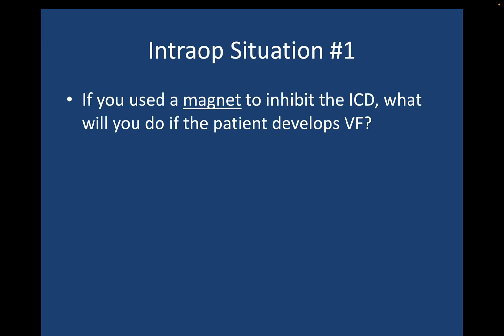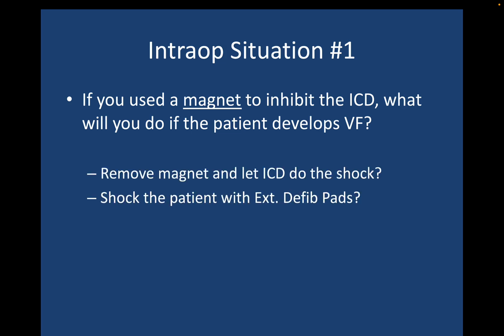Now, in the intraoperative situation, there are two scenarios that I think you should at least think about ahead of time. Assume you have a patient, you've used a magnet to inhibit the ICD, and you have R2 pads on to emergently defibrillate the patient if necessary. What will you do if the patient develops VF? Okay, so you have the magnet on, and the patient develops VF. You have two choices. You can remove the magnet and let the ICD do the shock, or you can just shock the patient with the external defibrillatory pads. Either choice is reasonable, but I just want to make sure that you understand this concept.